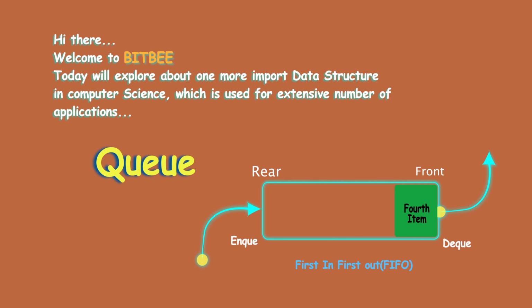The end at which we enqueue or insert the elements to the queue is known as the rear end, and the other opposite end is known as the front end.